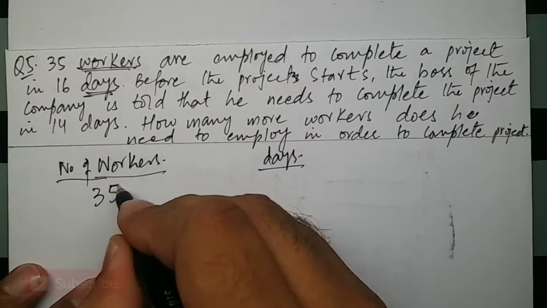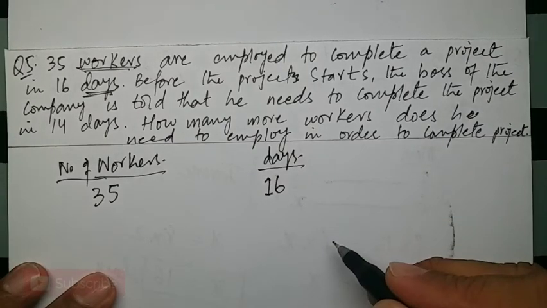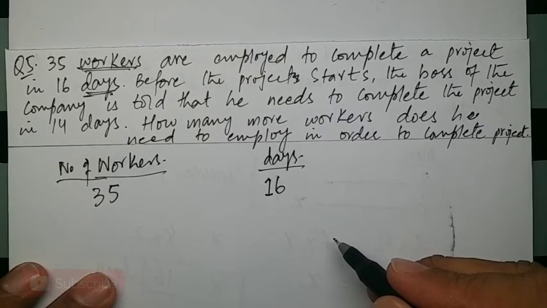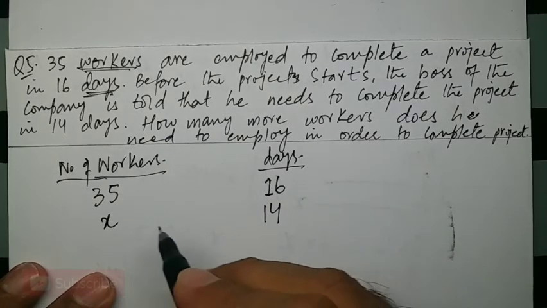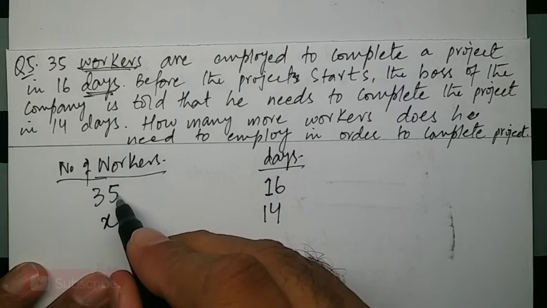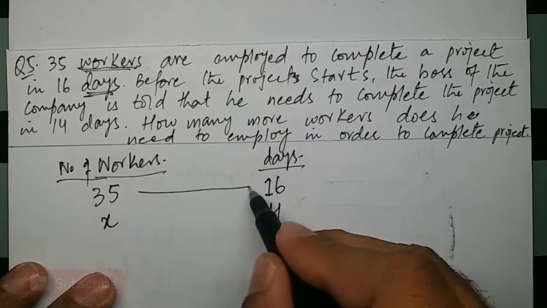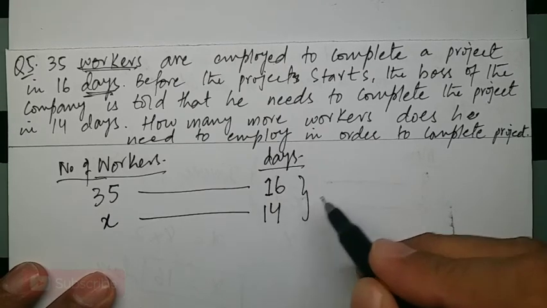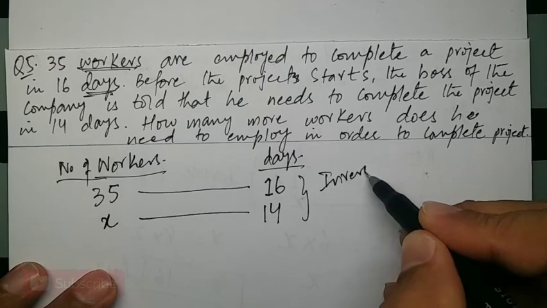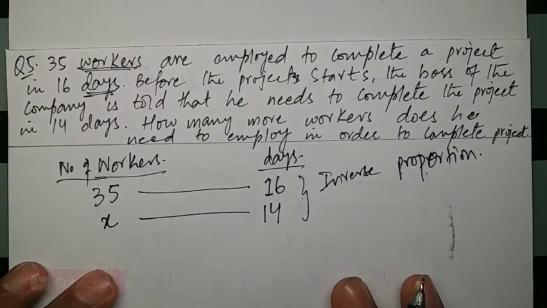So we have 35 workers and they can complete the project in 16 days, and according to the given criteria, the boss of the company is told that he needs to complete the project in 14 days. So how many more workers does he need to employ? First of all, I will find the number of workers who can complete the project in 14 days, and again it's an inverse relation, so I will not go with the cross multiplication technique, because it is not a direct proportion, right? So we have inverse proportion between the number of days and number of workers, right?